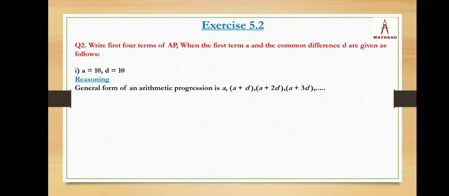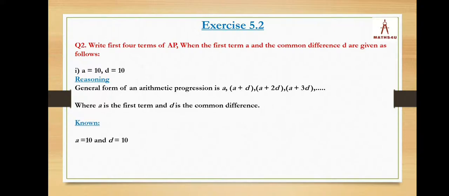So let's see what is the reasoning. We know that the general form of an arithmetic progression is A, then A plus D, then A plus 2D, then A plus 3D, A plus 4D, like that, where A is the first term and D is the common difference. What is known here? The first term is given as 10 and the common difference is given as 10. The unknown is the first four terms. Like that, you can write the steps.